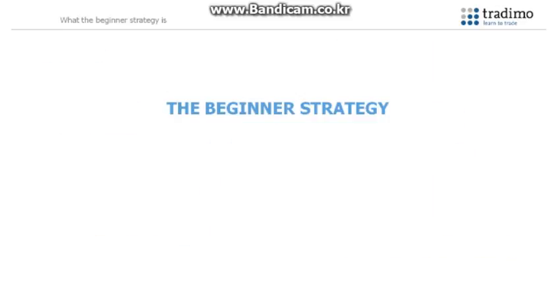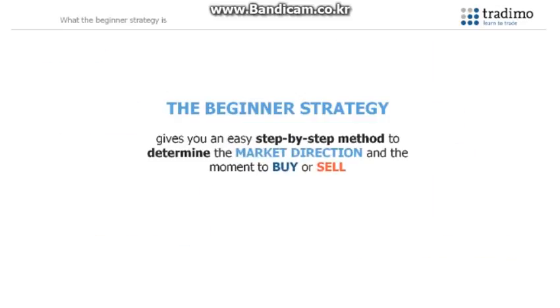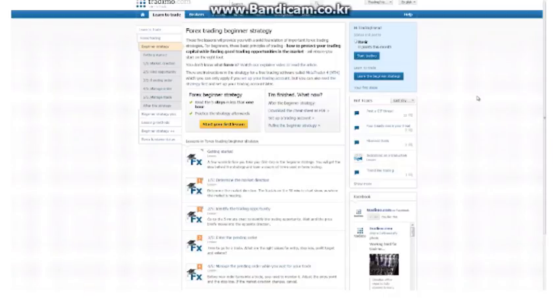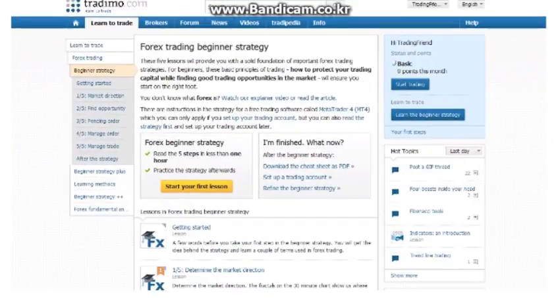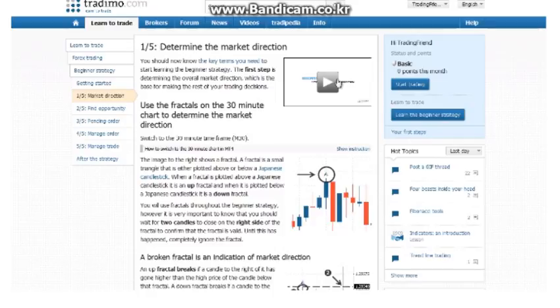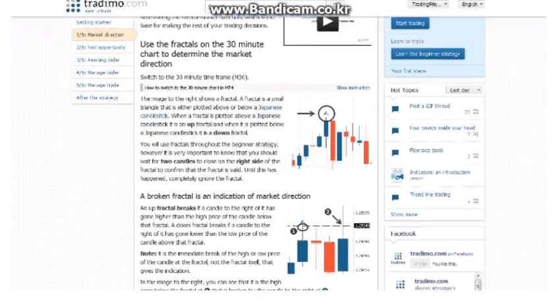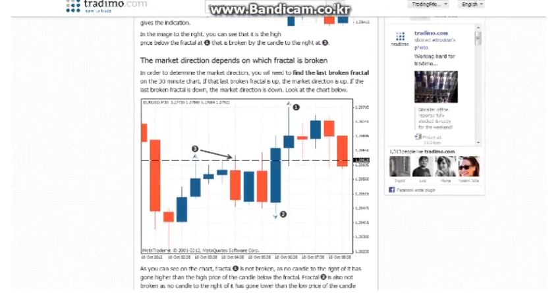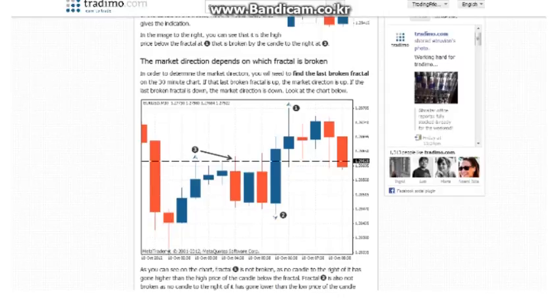The beginner strategy gives you an easy step-by-step method to determine the market direction and the moment to buy or sell. Our Forex trading beginner strategy is composed of 5 easy lessons. You can always switch between the different lessons in the side navigation to the left. Each lesson has a video in the top right corner. We recommend you watch the video and read the lesson, but if you are short on time, watching the videos alone is already a great start.